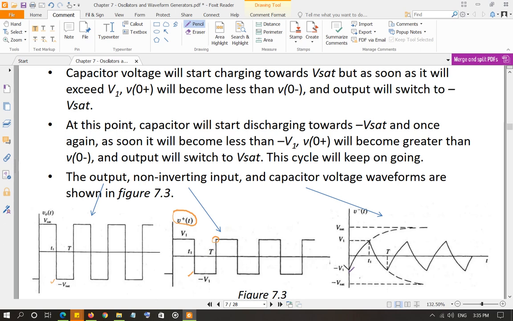Negative V1, because when it reached negative V1, in this cycle you can see it clearly, and just became less than that, negative 65 microvolt, which we assume to be 0, the output switched to V1. The output at that instant switched to V1. So the initial value of the capacitor voltage was negative V1.